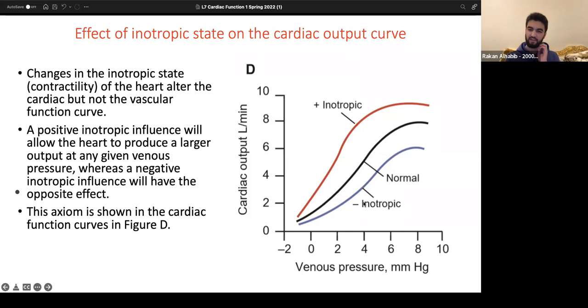Then you've got a negative inotropic effect. Negative inotropic effects are things like the parasympathetic, which would decrease the cardiac output. Okay, and therefore it will decrease the contractility of the heart. Therefore, you're going to have less cardiac output, less blood pumped by the heart, basically.